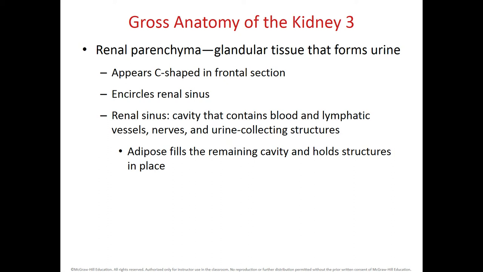In the longitudinal section, you can see this part of the tissue of the kidneys, which is called the renal parenchyma. The renal parenchyma has a C shape in the frontal, or coronal, section, the one that we just looked at, and it encircles the renal sinus. The renal sinus, which is equivalent to the hilum, contains blood vessels, lymphatic vessels, nerves, and the urine collecting structures. Within this hilum or renal sinus, we have fat cells that help to protect and hold these structures into place.